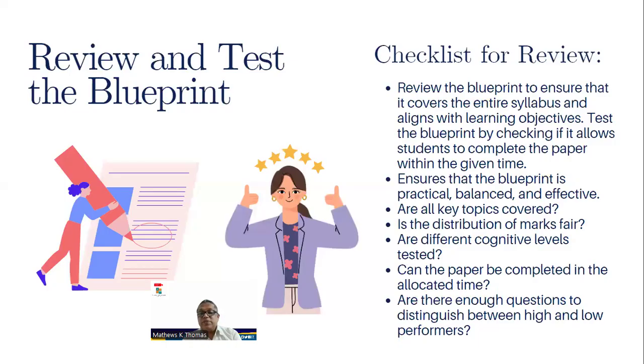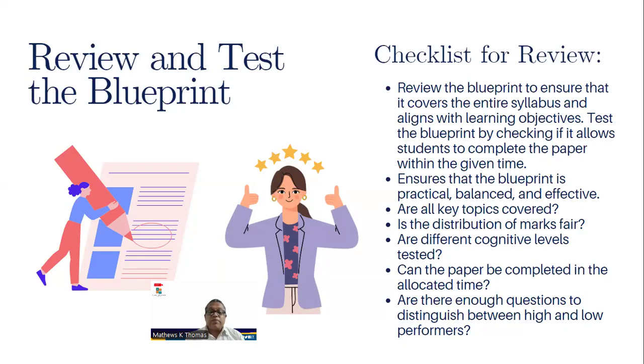So this is basically a checklist now. Once the blueprint is created, you need to check whether the entire syllabus is covered. Number one, whether the student will be able to do the complete paper in the stipulated time. Is it practical? Is it balanced? Is it effective? All the topics that are specified in the curriculum are covered. Are the learning objectives covered? Is the distribution of the marks fair? Okay, and are all the cognitive levels checked, easy, tough, moderate, all that is there.